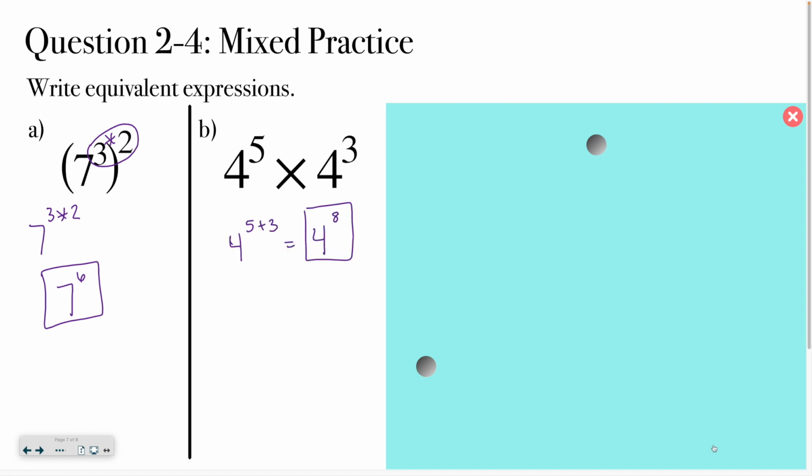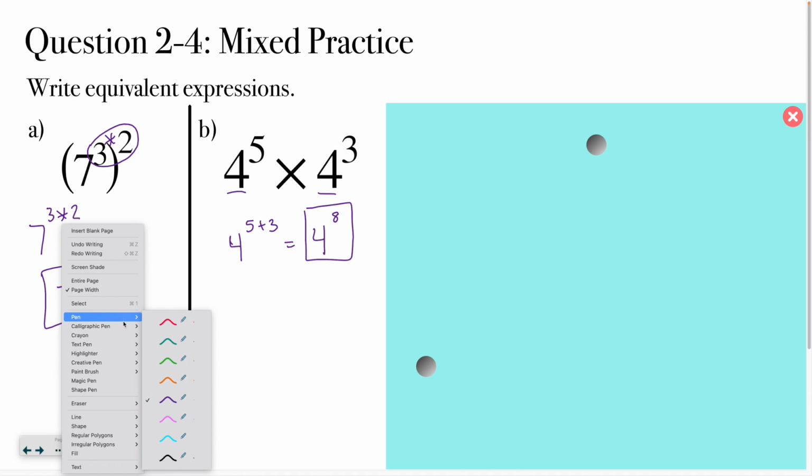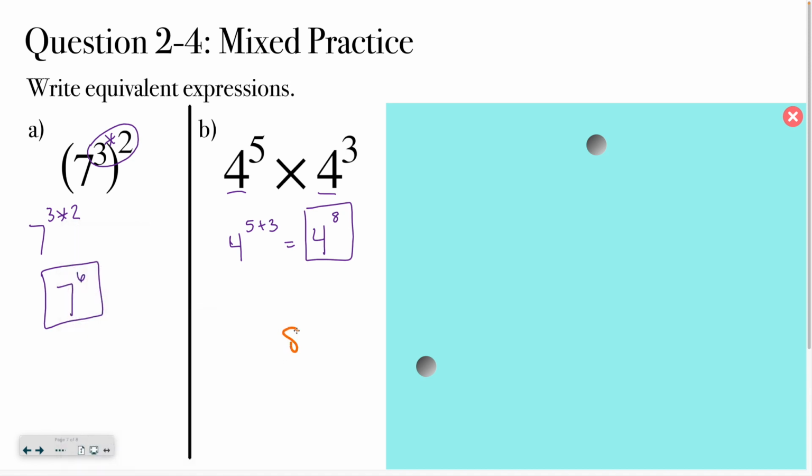Okay, for this problem, hopefully you saw the base repeated, right? That 4 appeared 2 times, so I knew I just needed to add my exponents together. So 5 plus 3 is 8. So my answer would be 4 to the 8th power. Be careful when you are doing these problems. Sometimes I see students rush, and this is the answer they would circle. That is not correct, okay?